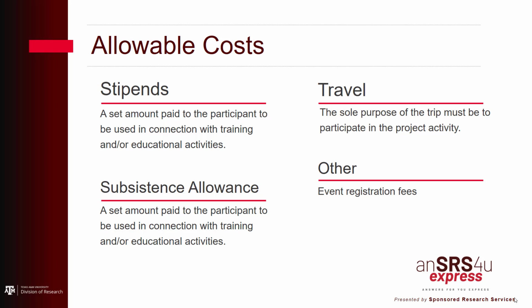Costs typically include stipends, a set amount paid to the participant to be used in connection with training and/or educational activities. Travel: the sole purpose of the trip must be to participate in the project activity. Subsistence allowance: housing and meal costs necessary to participate in the project activity. The other category may include costs such as event registration fees.